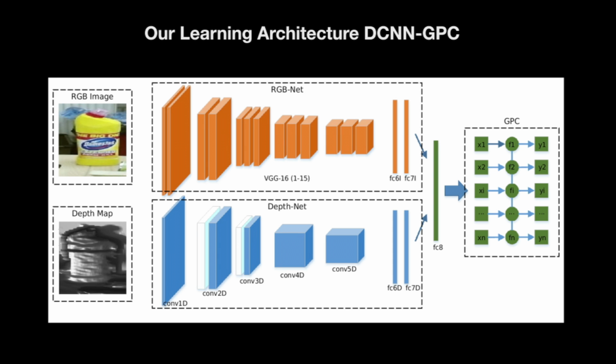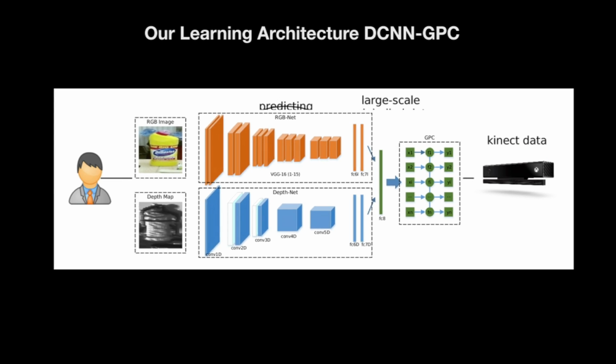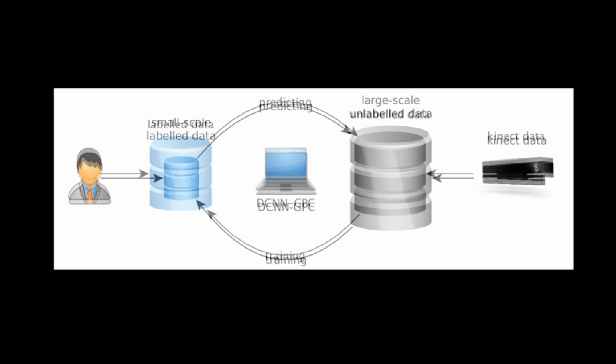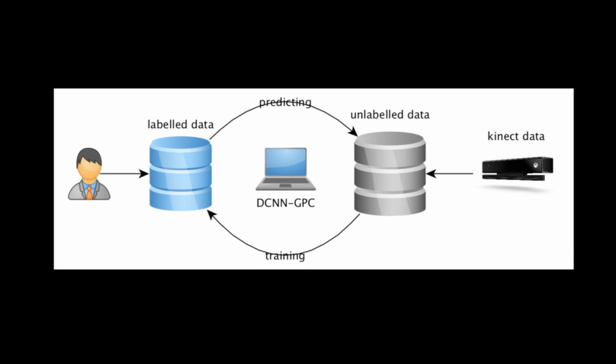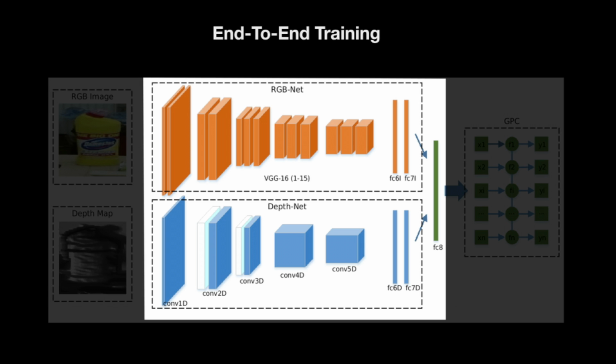Our proposed DCN-GPC can be trained on small-scale labeled data and propagate the labels to large-scale unlabeled data. Finally, the multimodal DCNN can be trained end-to-end.